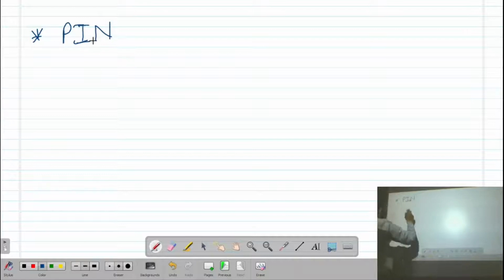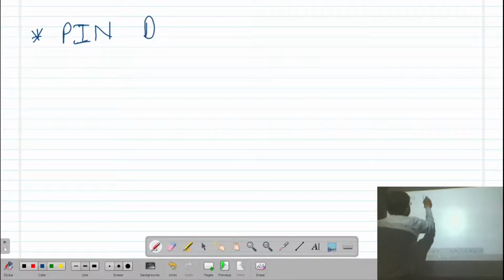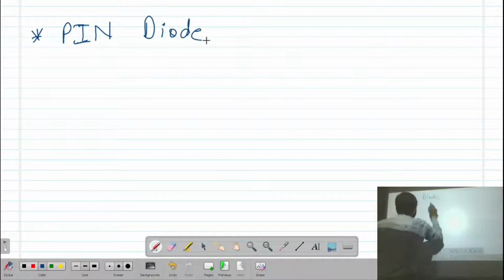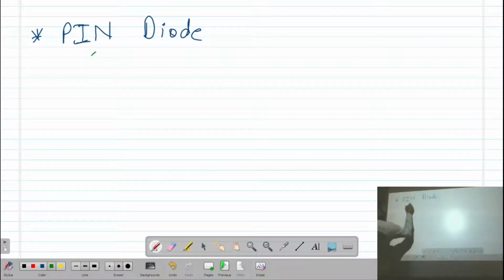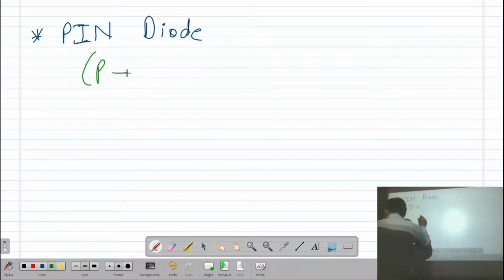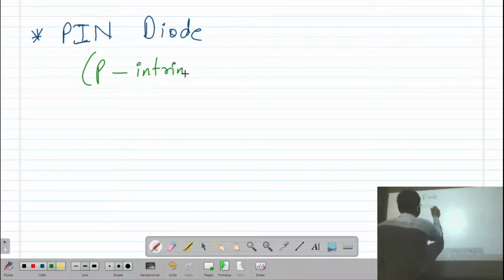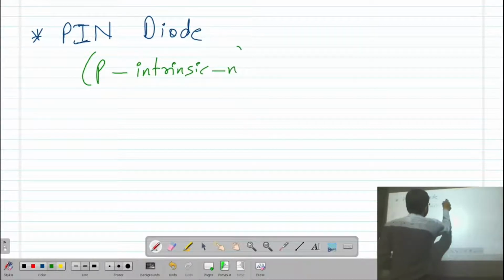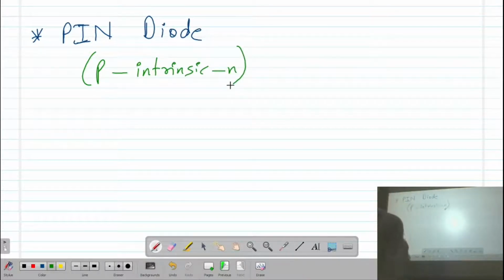The name itself suggests PIN diode. If you see the full form of this, it will be P, then intrinsic, then N. So the PN junction is separated with an intrinsic region.